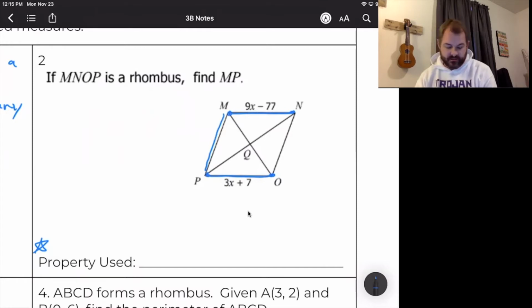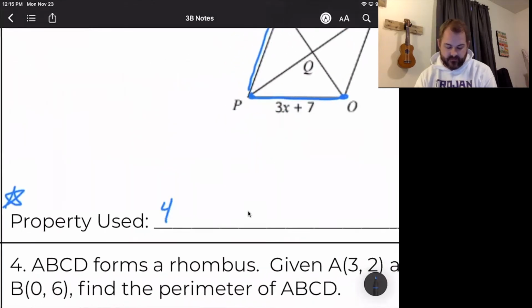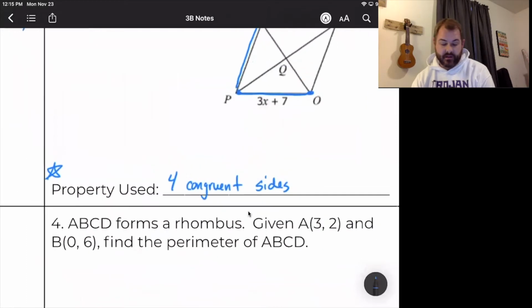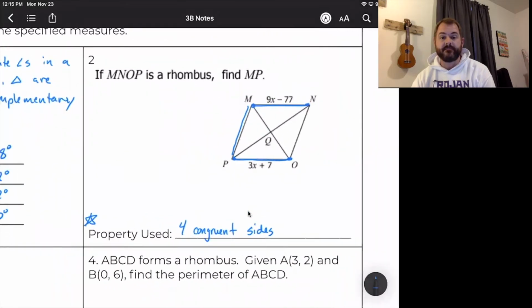So the property we're using is this, that there are four congruent sides. I'll put it where you can see it. Four congruent sides, that's our property. And so since we're using four congruent sides, we can set this up to where these values are equal and plug in for our value of x, and it gives me the same thing. So all I have to do is plug into one of them. So I chose MN. But the first thing you're going to do is set these equal to each other. 9x minus 77 has to equal 3x plus 7.